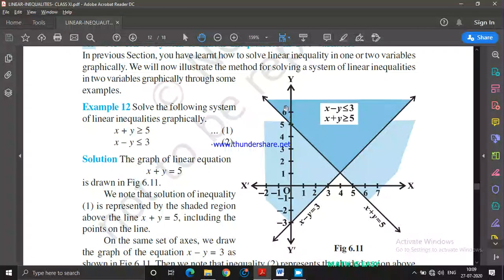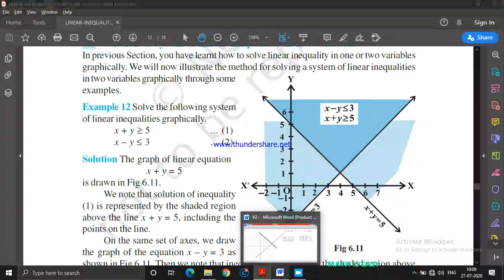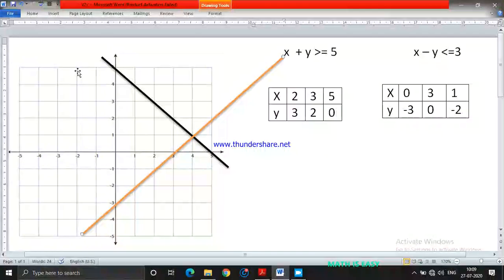So the common solution is this thick area, which will go to infinity this side, and this side above. So any value you take between these two lines is going to satisfy the given equations. For this type, if they are solved graphically, what you have to do generally is draw the straight lines.